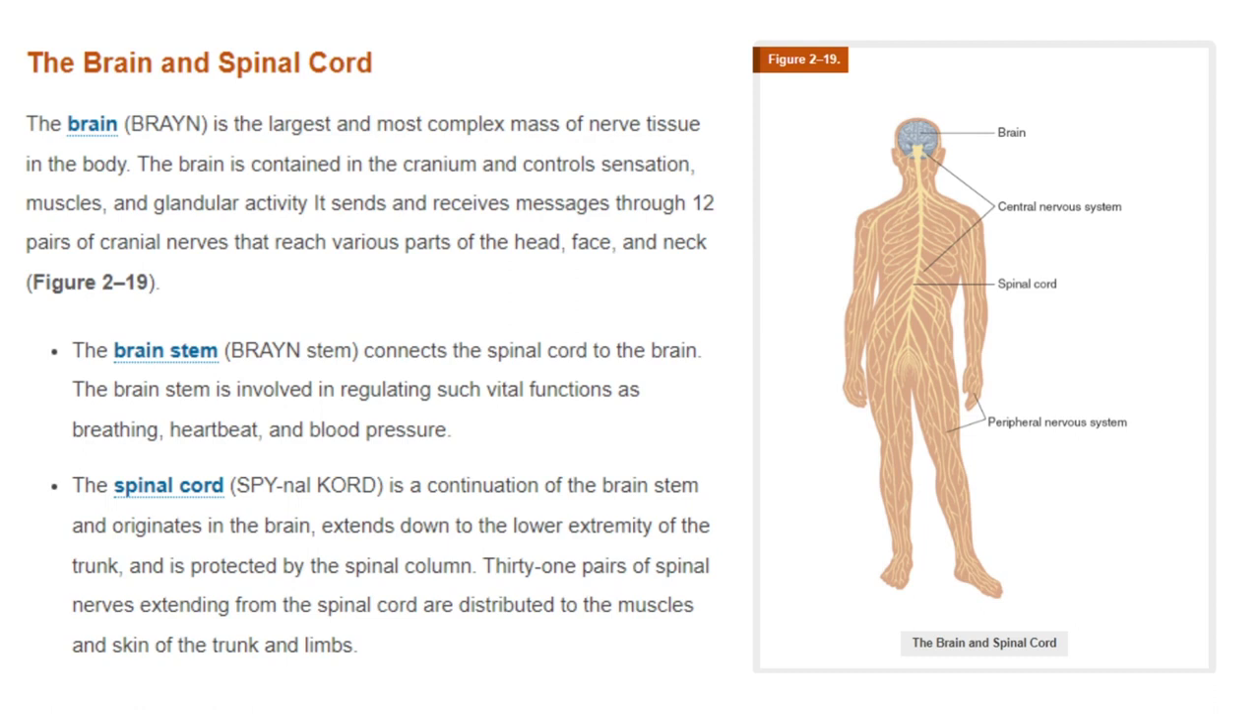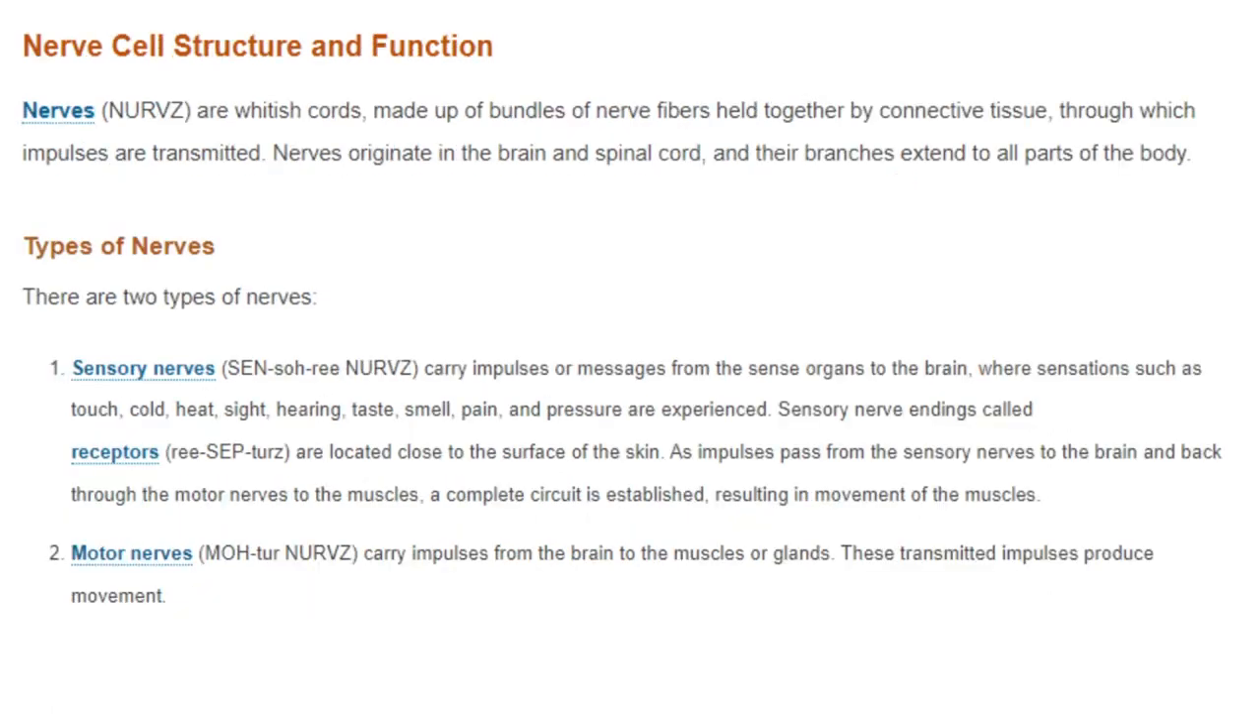The spinal cord is a continuation of the brain stem and originates in the brain, extends down to the lower extremity of the trunk, and is protected by the spinal column. 31 pairs of spinal nerves extending from the spinal cord are distributed to the muscles and skin of the trunk and limbs. Nerve cell structure and function. Nerves are whitish cords, made up of bundles of nerve fibers held together by connective tissue, through which impulses are transmitted. Nerves originate in the brain and spinal cord, and their branches extend to all parts of the body.